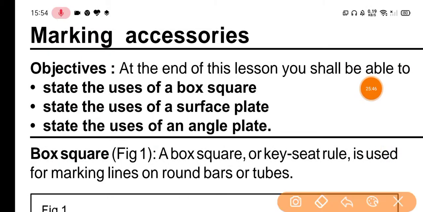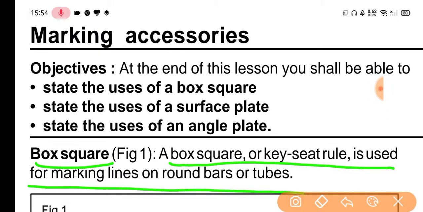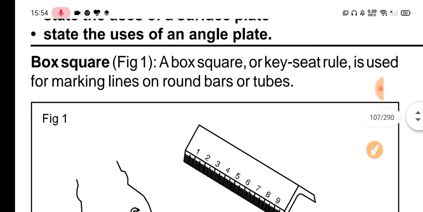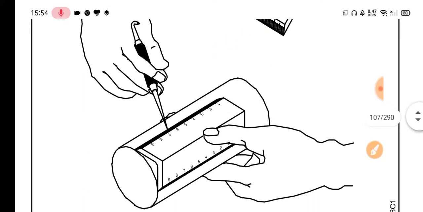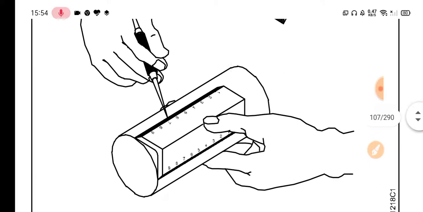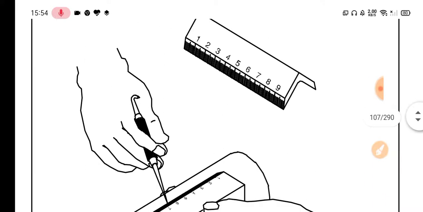Marking accessories. A box square or key set rule is used for marking lines on round bars or tubes. This is the marking line, the box square.